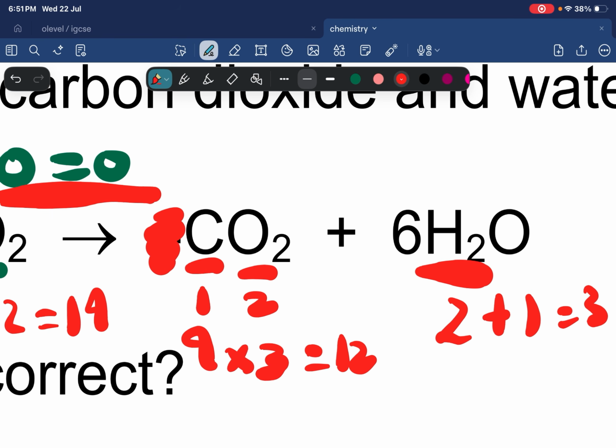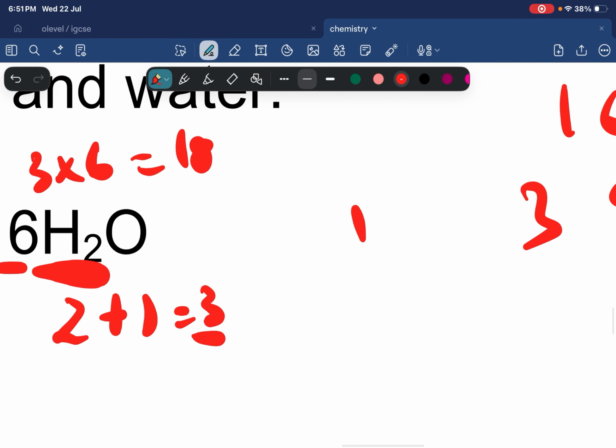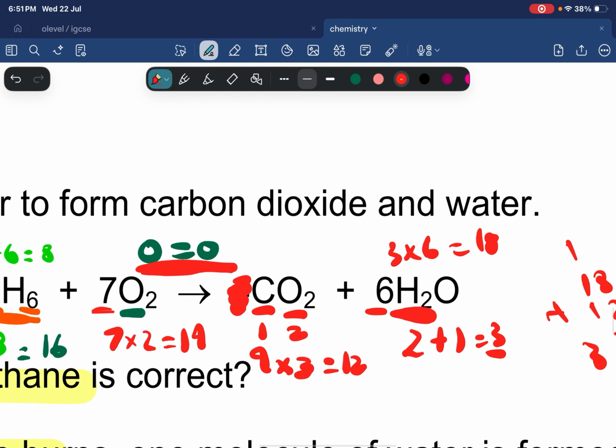In 1 molecule of water we have 3 atoms. And then 3 multiplied by 6 is going to give me 3, 6 times. 3 times 6 is 18 atoms. 18 plus 12 is 30. After reaction, again I have 30 atoms.